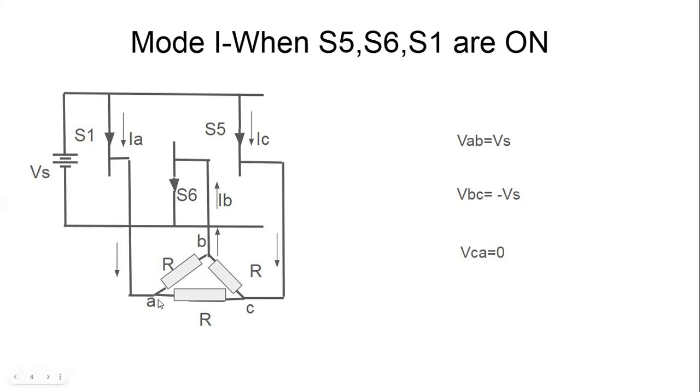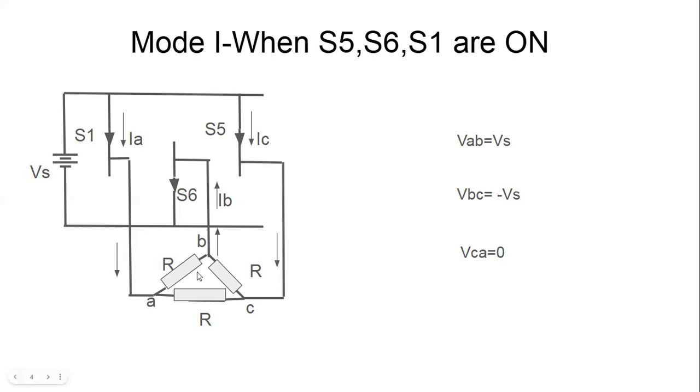We can see here that the A terminal of the load is connected to the positive terminal of Vs through S1. B terminal of the load is connected to the negative terminal of Vs through S6. And C terminal of the load is connected to the positive terminal of Vs through S5. So we can directly write the voltages across the branches of the delta connected load.